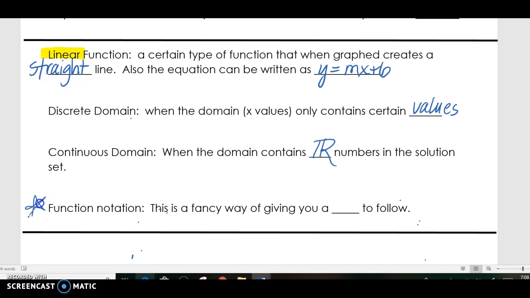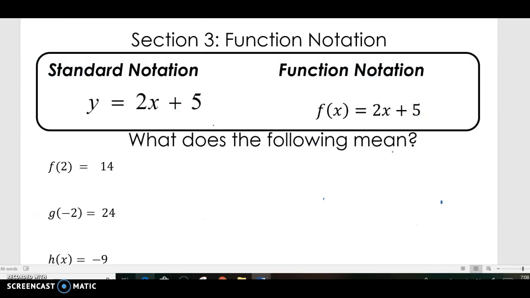So here's our new vocabulary today, and this is what we're going to cover in section 3: function notation. I'm not crazy about this definition of a fancy way, but basically this part is true. It is something that gives you a rule to follow. Okay, I'm going to pause and move to section 3 of the notes. Please make sure you're on section 3, function notation.